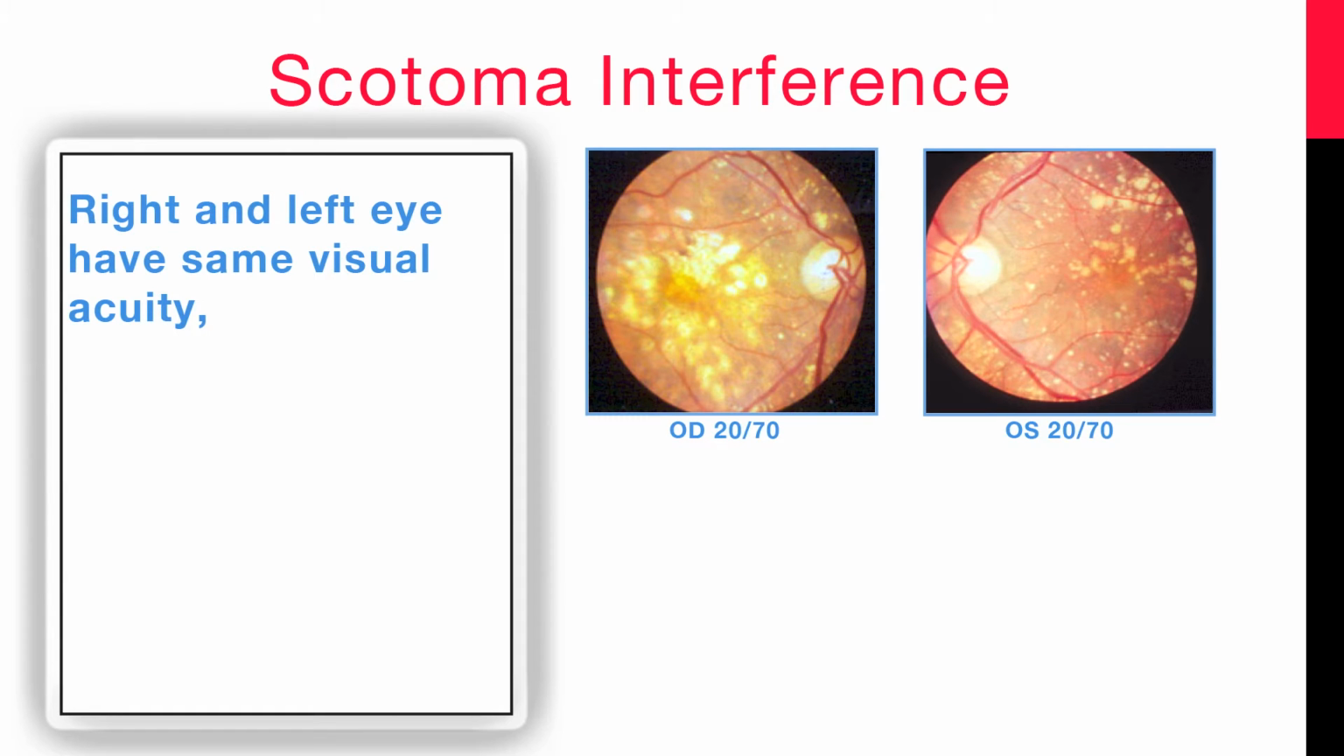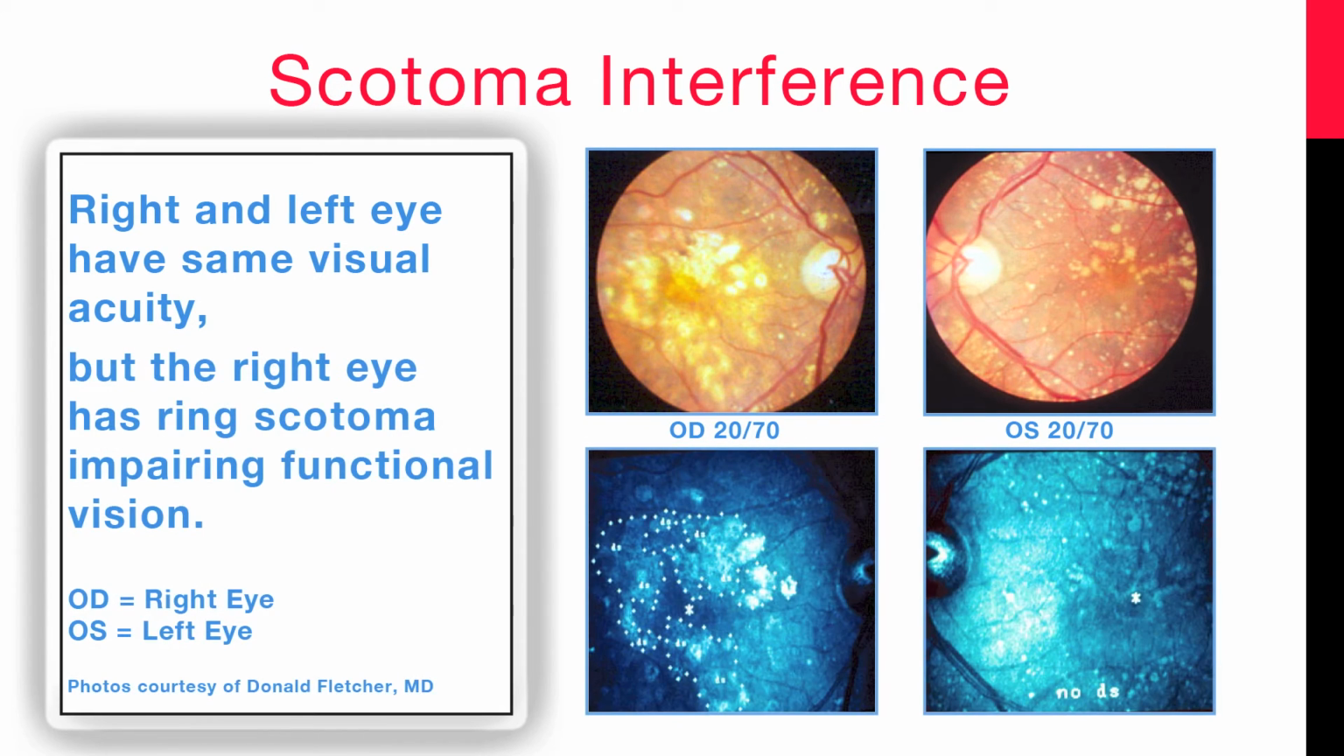Here are two fundus images. Both patients have the same visual acuity of 20/70. But one eye can read much better than the other. That is because the eye on the left has a ring scotoma, as indicated by the dotted line, and the eye on the right does not.